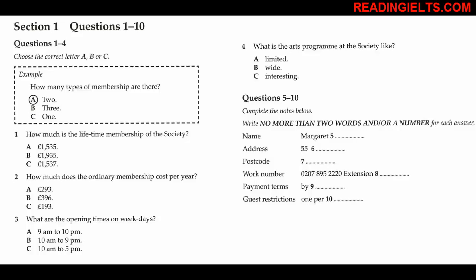0207 895 2220 and the extension is 6633. Can I pay by credit card? Yes, of course. Do you want to pay for the full year at one time or by monthly instalments? You pay £4 extra a month if you pay by instalments. OK. I think I'll pay by monthly instalments.